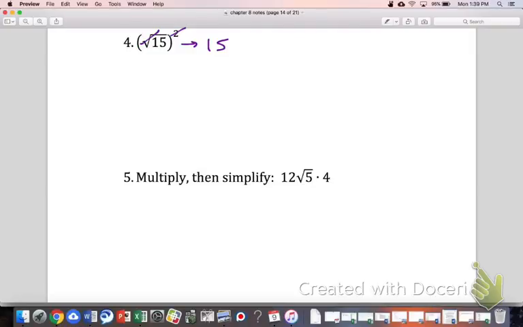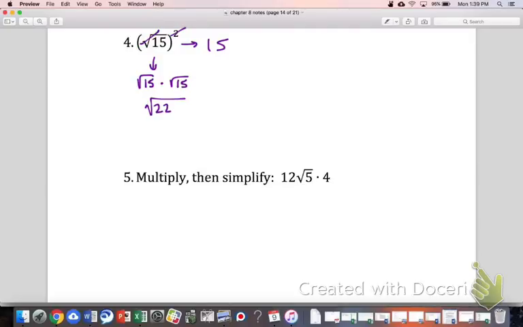You could have looked at it differently, though, right? You could have said, well, squared means times itself. So you could have gone this direction and said, this is really square root of 15 times the square root of 15. And whenever you're multiplying two radicals together, you can just multiply the radicands together.